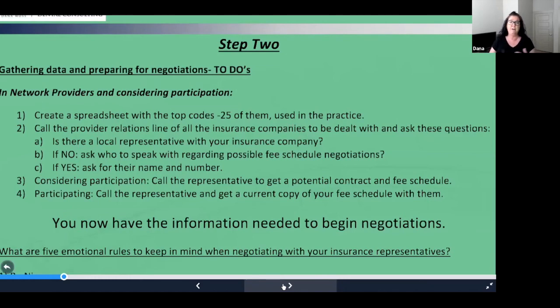So we're not negotiating yet. We're still prepping. We're still doing the groundwork, okay? But what I want you to do is, if you are number three, the bullet point here, considering participation, call the representative and get a potential contract and fee schedule. Please, please, please don't just ask for a fee schedule. Because as you're going to see, we build relationships with these reps. You build relationships with them.